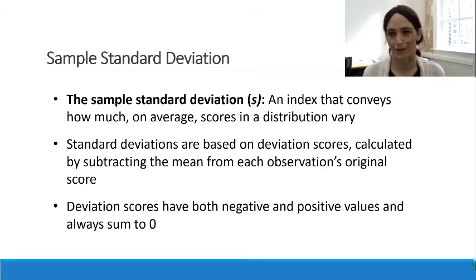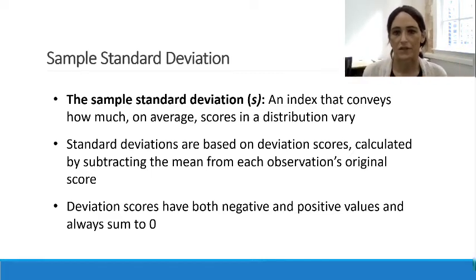This is the more important measure. We're going to use standard deviation a lot in this course. The sample standard deviation is an index of how much, on average, scores in a distribution vary. Okay, so this is for variables that we're quantifying how much do scores on average spread about their mean.